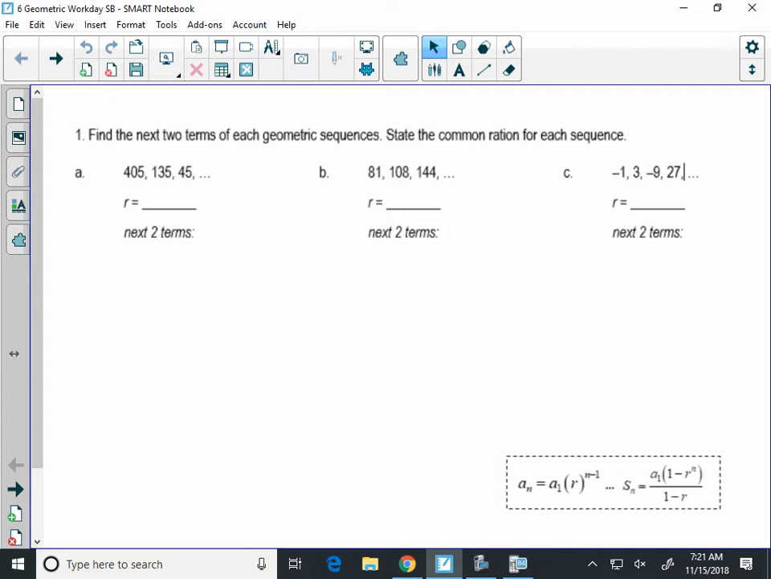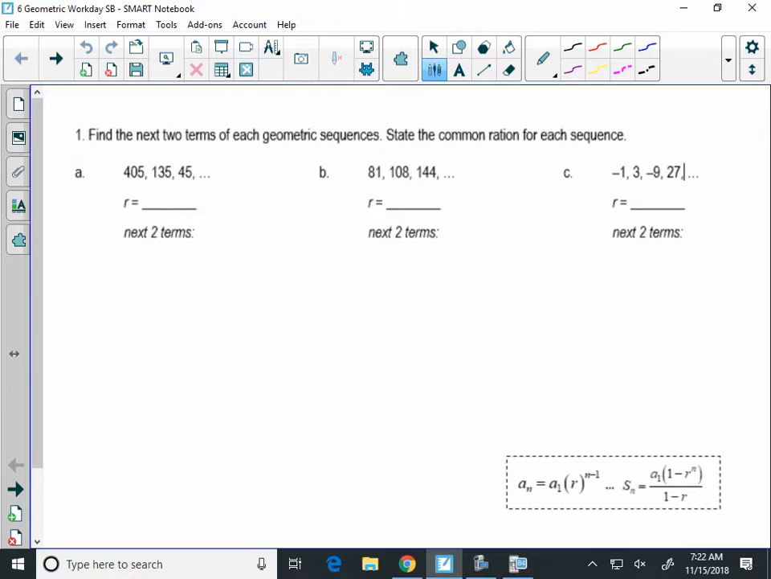The first problem says that they give you the first few terms of the geometric sequence, and you need to find the next two terms as well as finding the common ratio. Remember that a geometric sequence works by multiplying by a common ratio, or the same number every single time. So in order to find the next two terms, we need to figure out what the common ratio is.